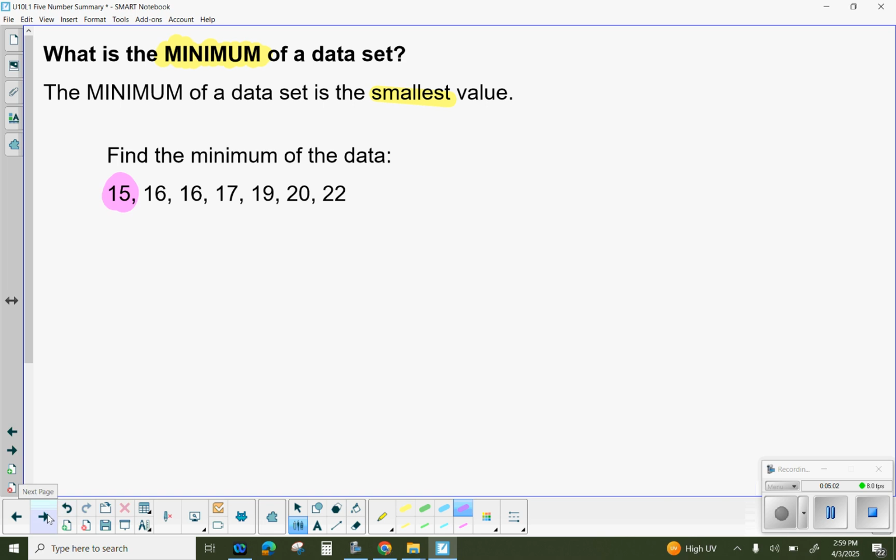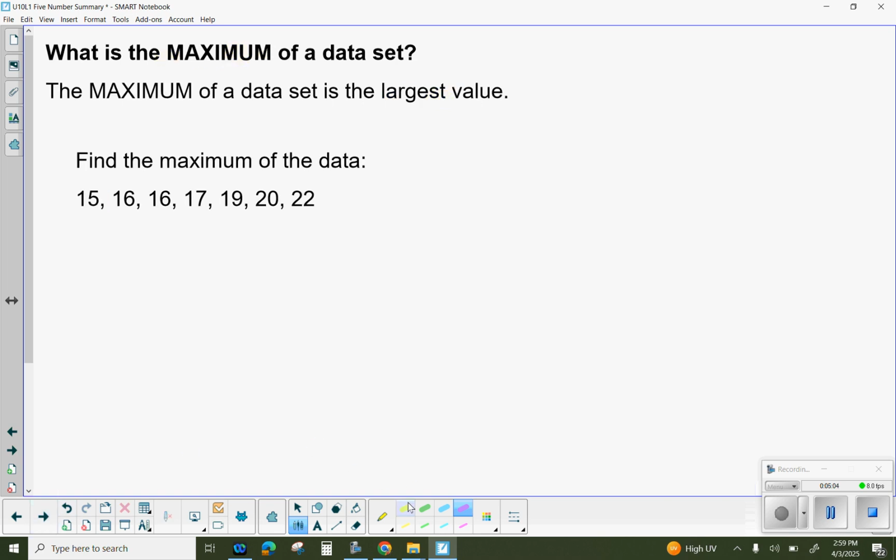Okay, all right, now that you're on a roll, let's try another one. Maximum. The maximum of the set of data is the biggest number. So line them all up. The biggest number you see is the maximum. Tough, right? Yeah, so I thought. So there you go. 22 is the maximum.